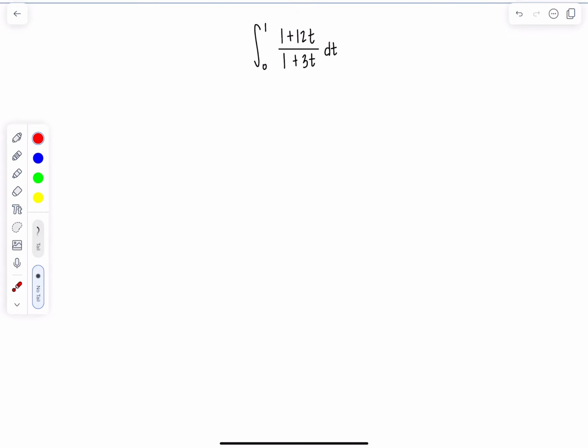I had a request to redo one of my previous integrals of the day using a different method, namely via long division. So here we go.